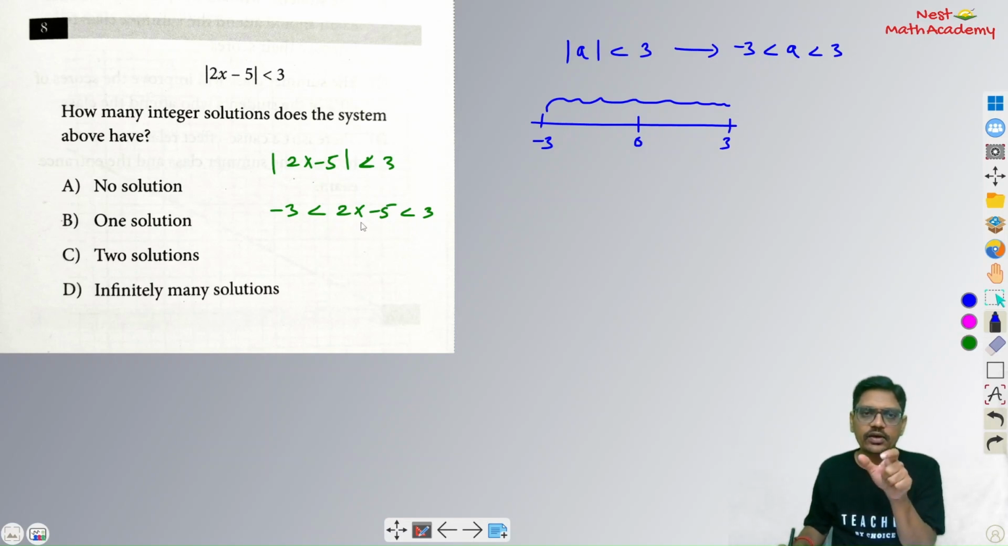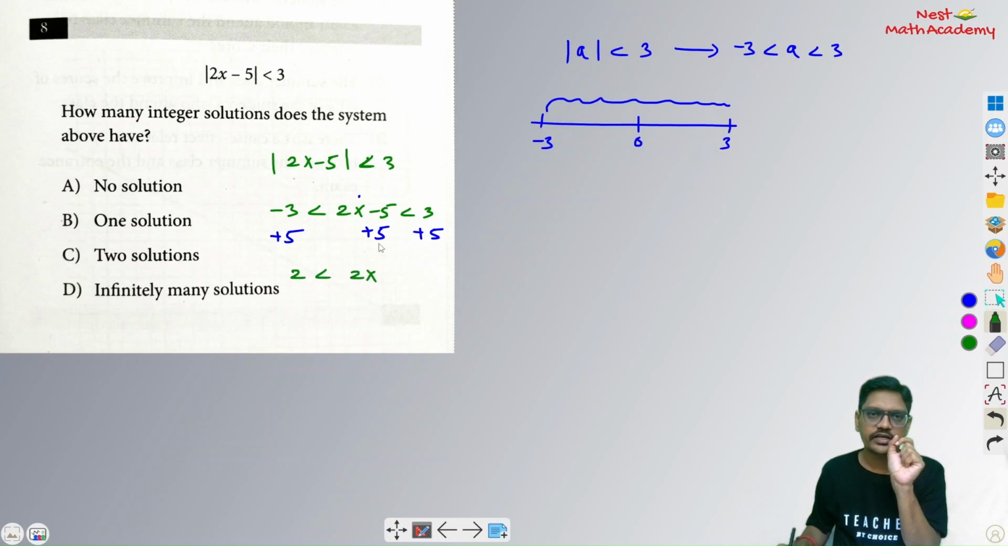So I can see that I need to isolate x. There is a minus 5 extra disturbing us, so add 5 to get rid of that in all three places. This will become 2, this will become 2x, the negative 5 and 5 cancel, and here 8. And again I need to get rid of that 2, so divide by 2 throughout. Since you're dividing by a positive number, the inequality doesn't change. If you're dividing by a negative number, you have to be careful, as the inequality flips. But anyway, here no problem. So 1 less than x less than 4. So x lies between 1 and 4.